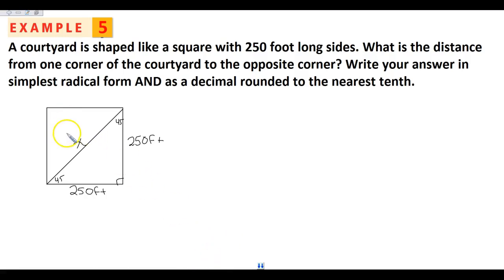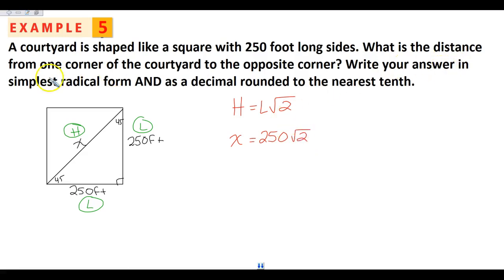So the first thing I'm going to do, label my triangle. So now I'm only going to look at this half. This is a leg. This is a leg. Then the next thing, every time, write your formula. Hypotenuse equals leg times the square root of 2. My hypotenuse is x. My leg is 250, so x equals 250 times the square root of 2.